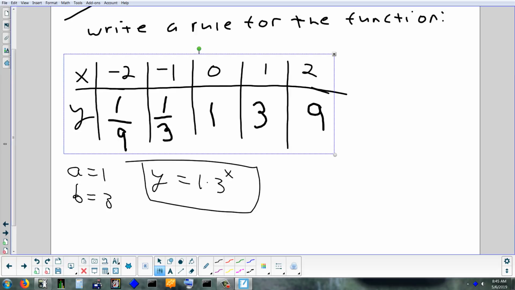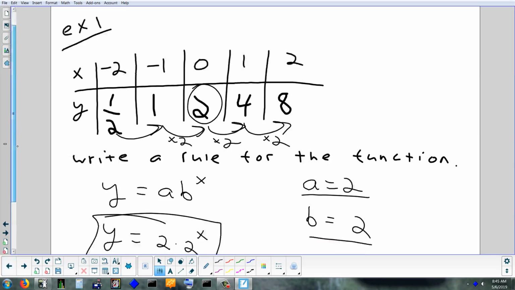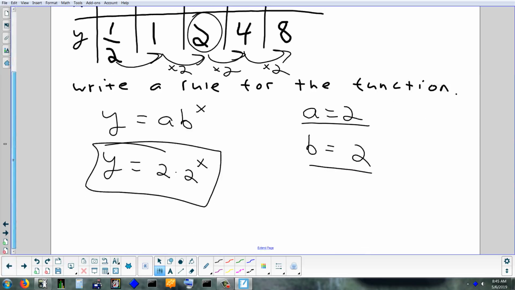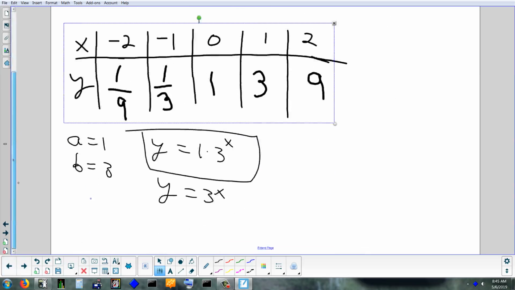Now, when you multiply by 1, what does that do to a number? Stays the same. So if somebody wrote their answer like this, that's fine too. Alright? If A is 1, you don't have to write it. But if A isn't 1, like it was in the last problem, it was a 2, if you forget to write it here, then you're wrong. Okay? Any questions on that one?